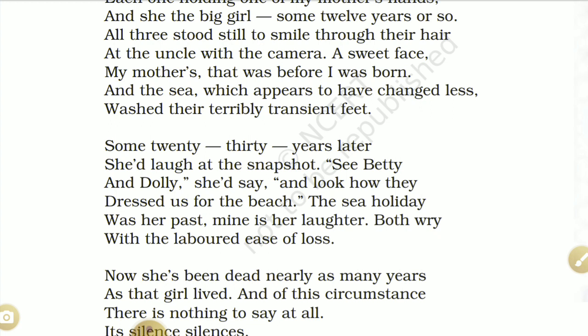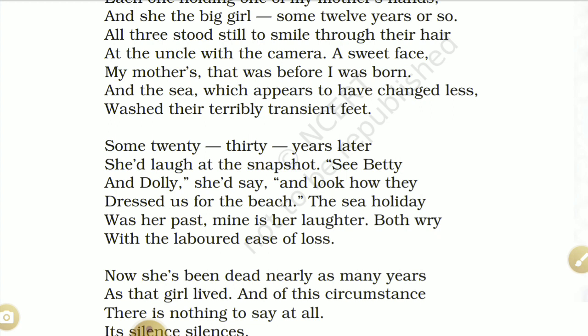The poet's mother's laughter became past to the poet. See, when the poet's mother was watching the photograph, she was laughing, thinking of her past. So that was her past, the sea holiday. Particularly, she was laughing, remembering the funny incidents during the sea holiday. So that was the past of the poet's mother. But mine is her laughter. And seeing the photograph, the poet's mother laughed. So the laughter of the poet's mother became the past to the poet.